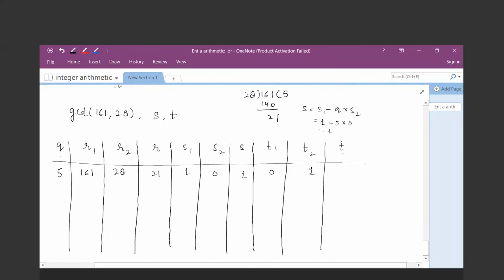What is the value of T? T will be the same: T1 minus Q into T2. The value of T1 is 0, the value of Q is 5, and the value of T2 is 1. That is minus 5.